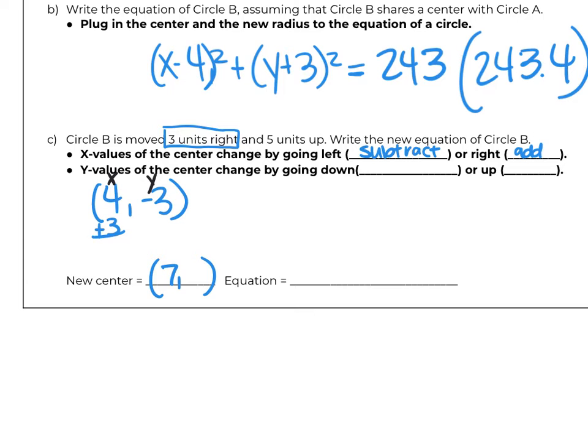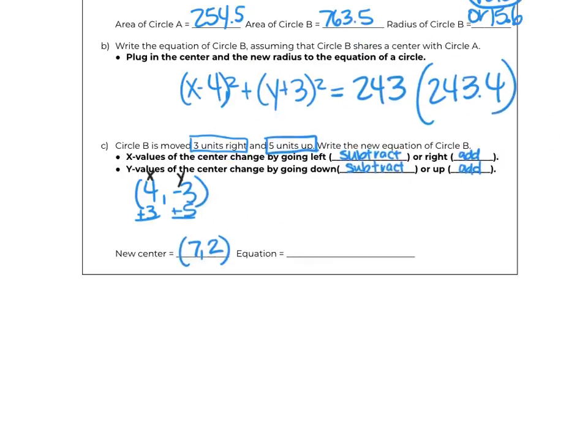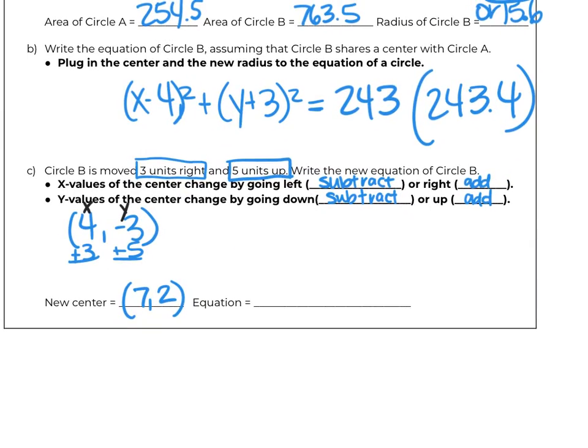Now y values of the center change by going, if they say it's going down, you're going to subtract. Up, you're going to add. So what did this one do? 5 units up. So I'm adding 5 to -3, which is 2. Ooh, sorry.